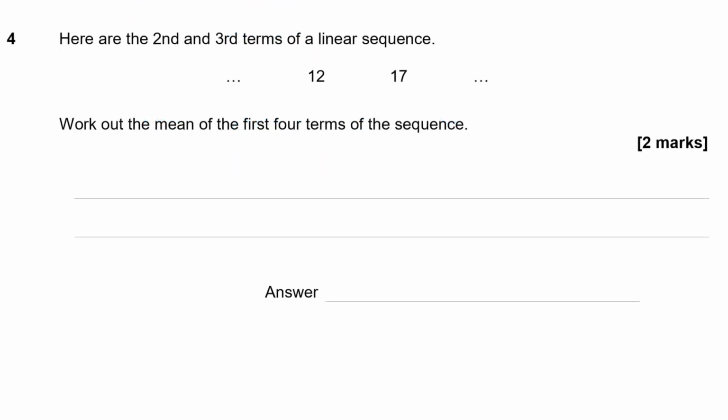Here are the second and third terms of a linear sequence. So again, this is a linear sequence, so there should be a common difference between the numbers. So when you take one and you subtract the next one, you should get the same number. 17 subtract 12 has got a common difference of 5. So the next one in the sequence is going to be 5 more than 17. That's going to be 22. And the one below it is going to be 12 subtract 5, which is going to be 7.